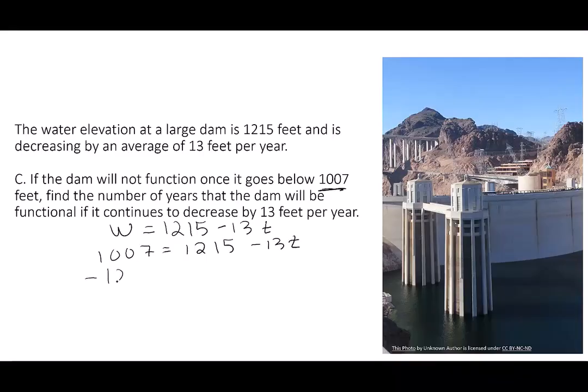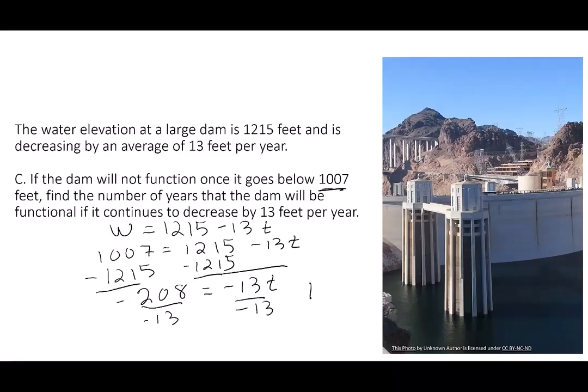I'll start by subtracting 1215 from both sides. This says negative 208 on the left is equal to negative 13t on the right. I'll divide both sides by negative 13, which says t is equal to 16. So if we continue to have the same reduction of height in the dam, we only have 16 more years of service for the dam.